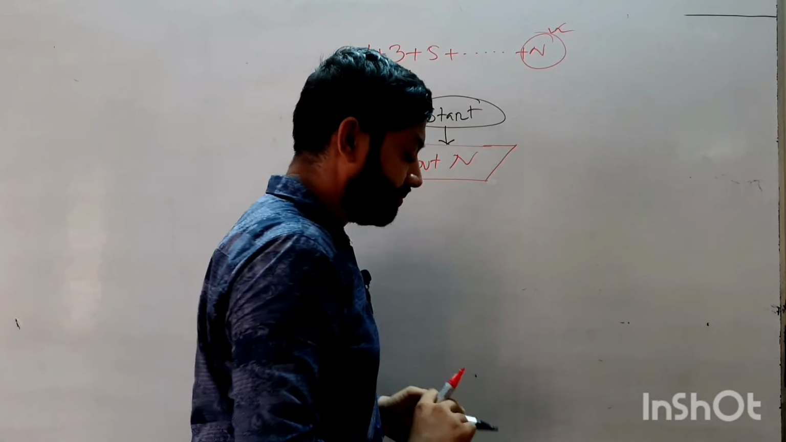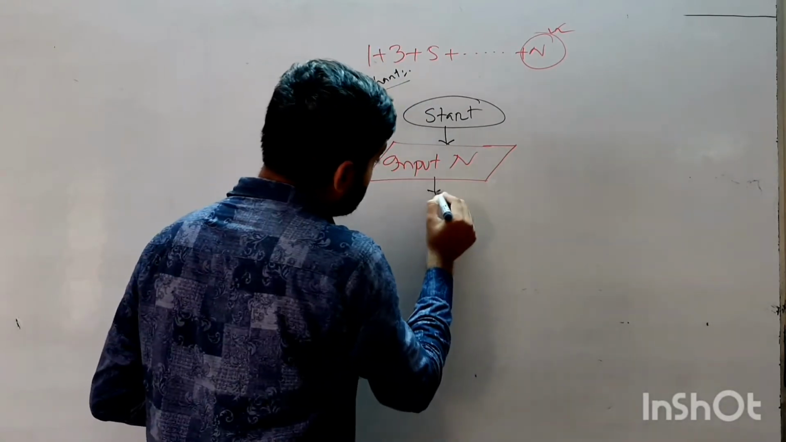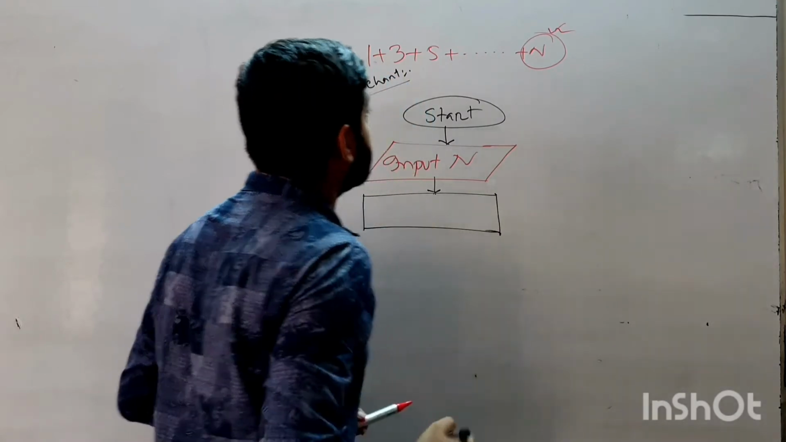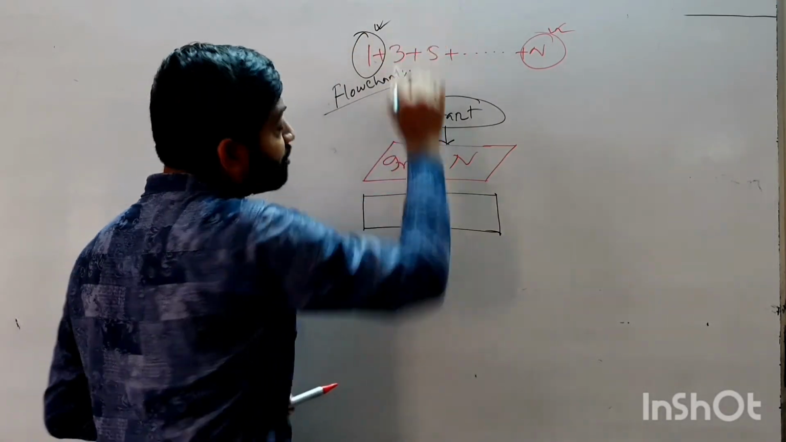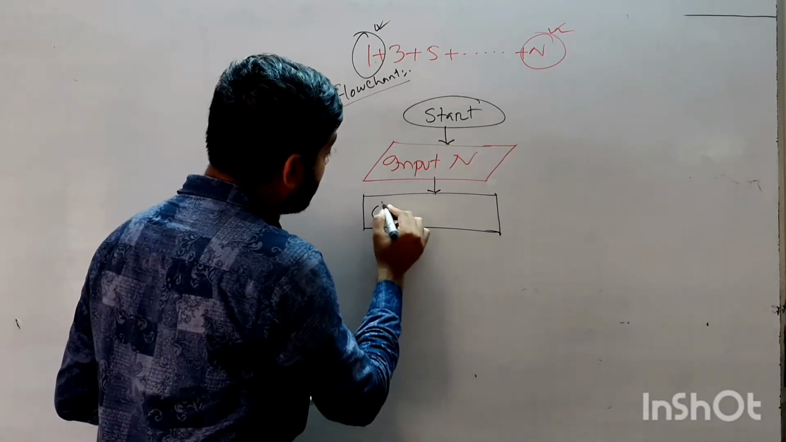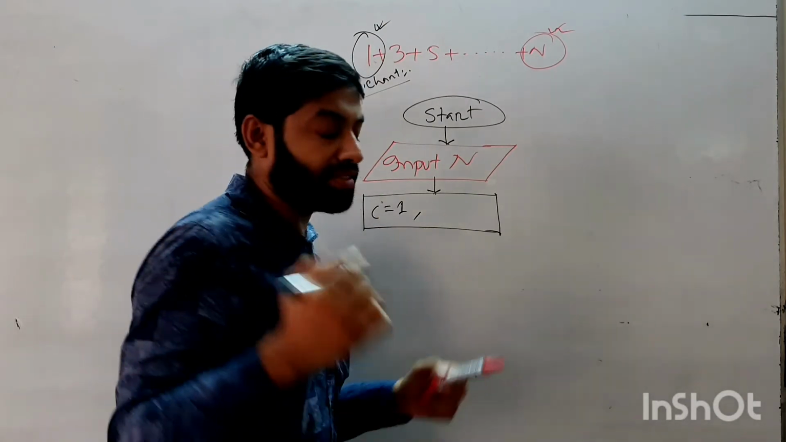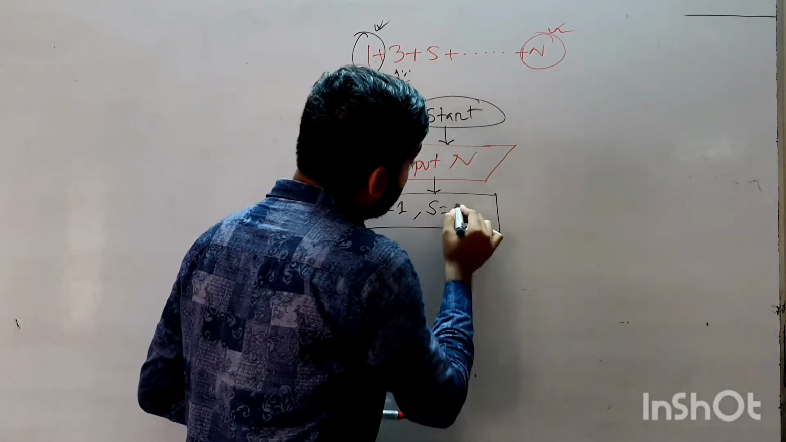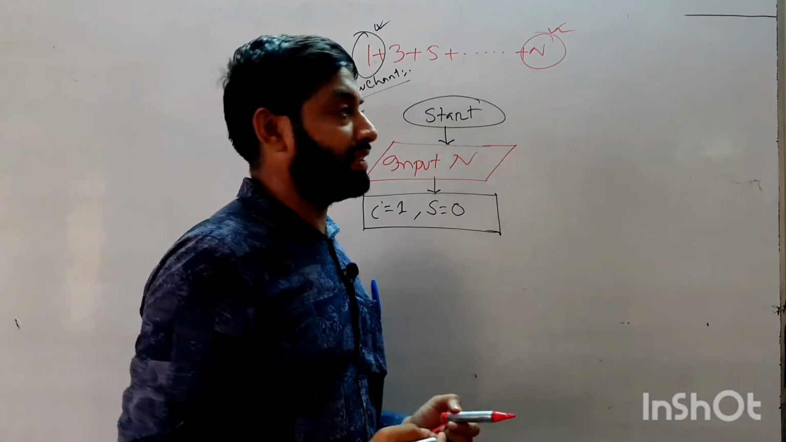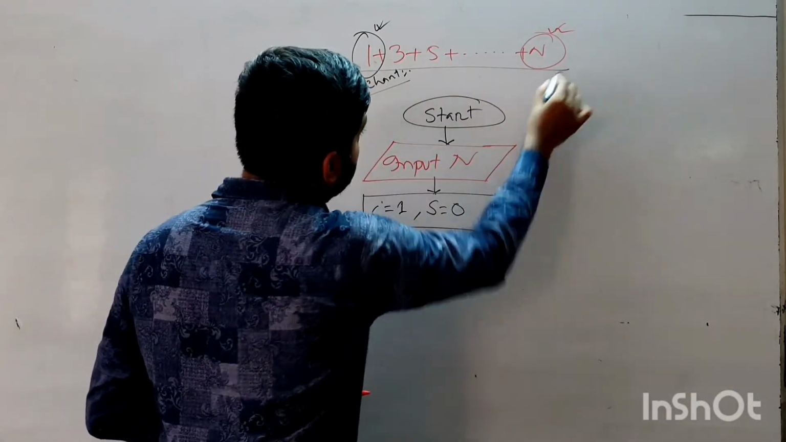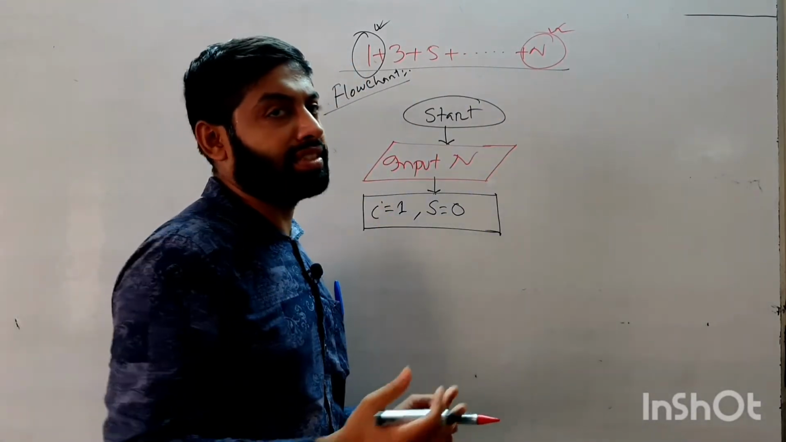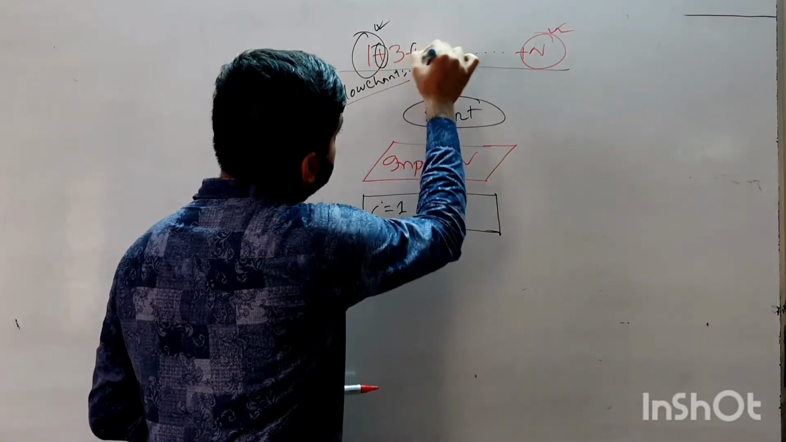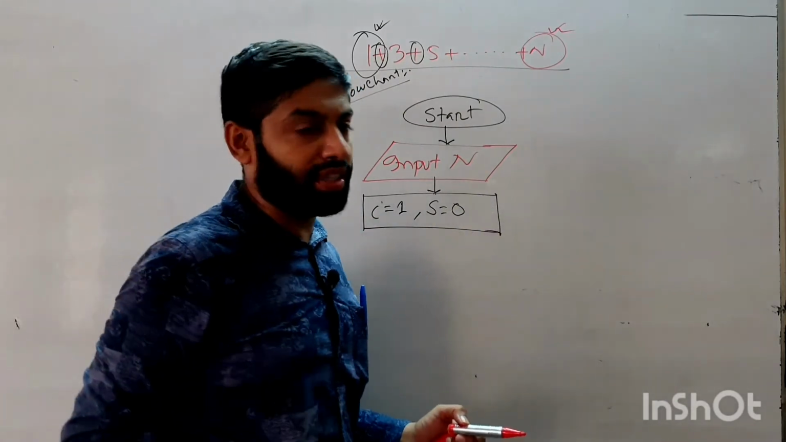So input n. Now I have to initialize the first value of the series. The first value of the series is 1, so I mention here i equals to 1. And then I have to mention the value for s, that means the sum of the series. In our example we have a sum series, 1 plus 3 plus 5, so we have to use s equals to 0 here.